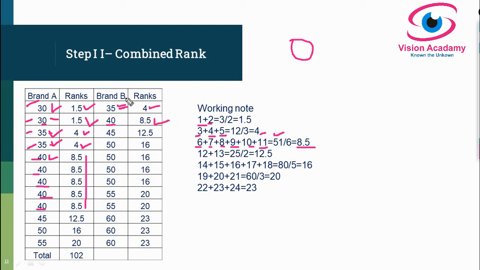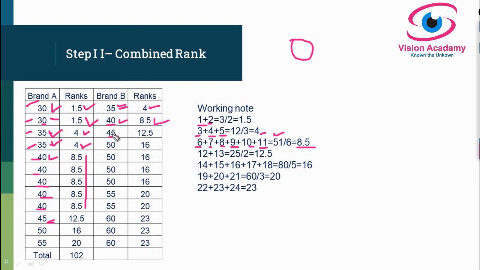So 8.5 is the position value for brand A and brand B. After 40, the next value here is 45. Let us search in brand B also. There is also 45 here, in the position after 40. The 40 position was 11, so 45 now is 12.